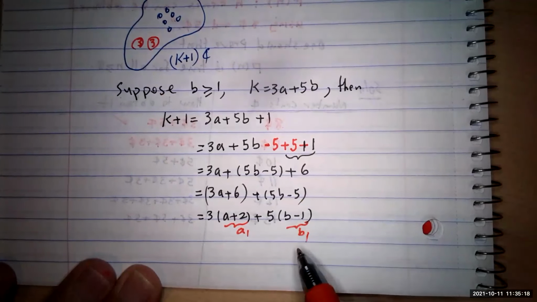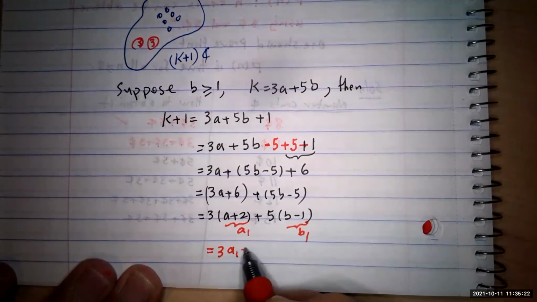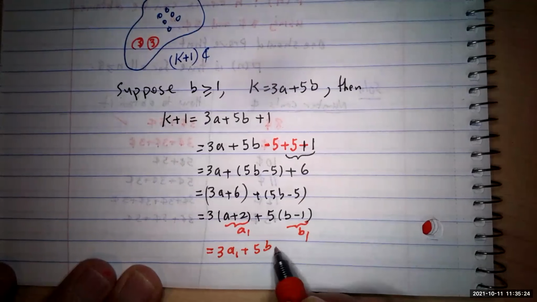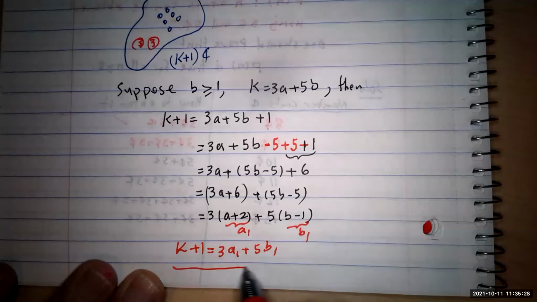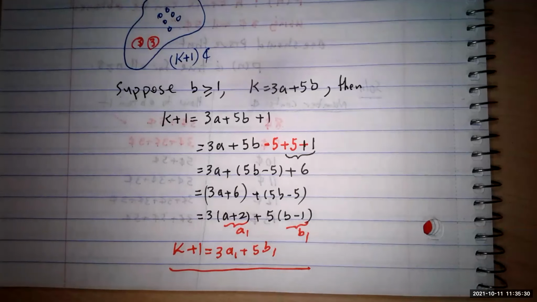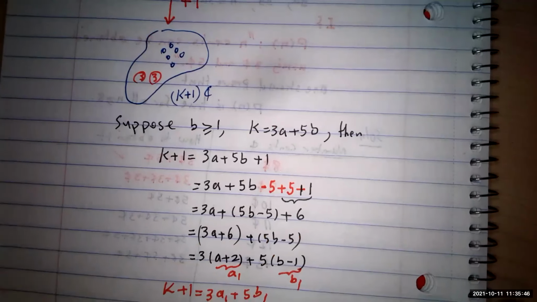So what you have is you proved that this is going to be 3A1 plus 5B1. Okay, so that's it. So you show that if you give me the k, if I know that k is a combination of 3 cents and 5 cents, I can prove for you that k plus 1 would have the same property. That was the case when you have at least one 5. Any question? We are not done.